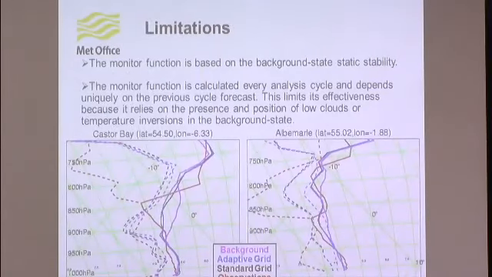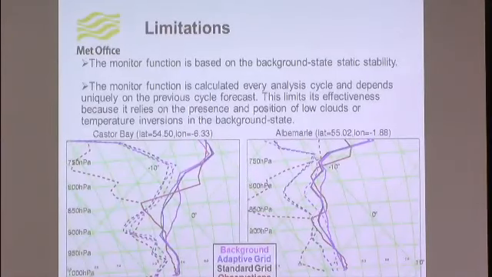But we had problems with it, basically because the monitor function is based on the background state, that means the previous 6-hour forecast. And this gives you an example of the limitation. Here we have 2 different cases in the UK where we have sondes, observations in red, where we have a strong inversion.